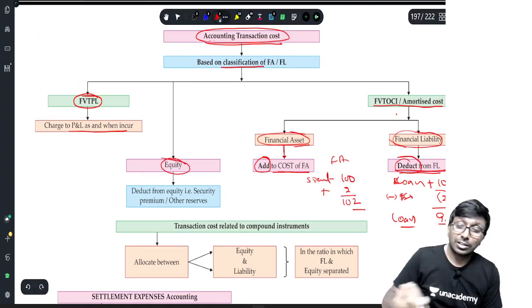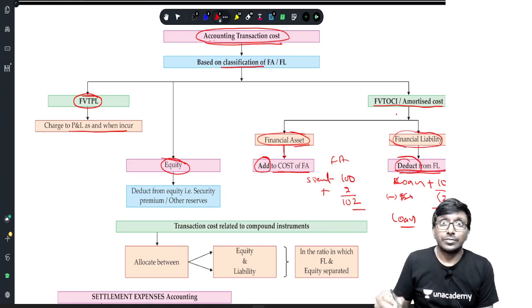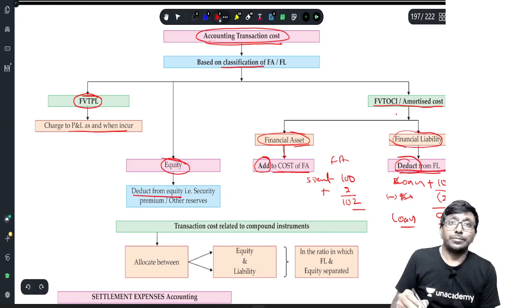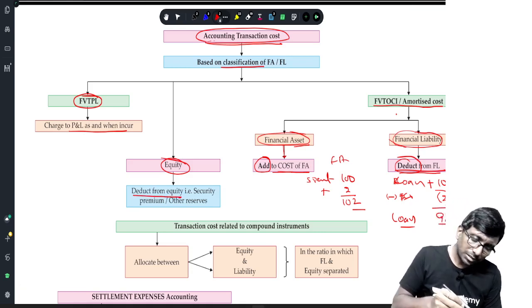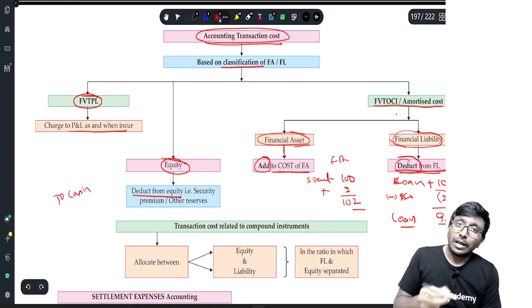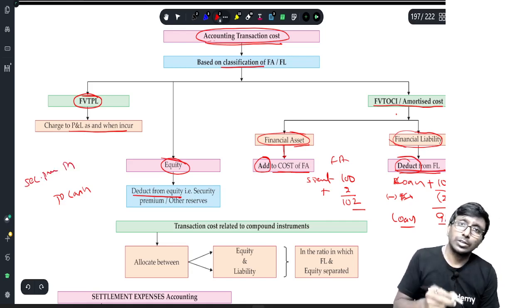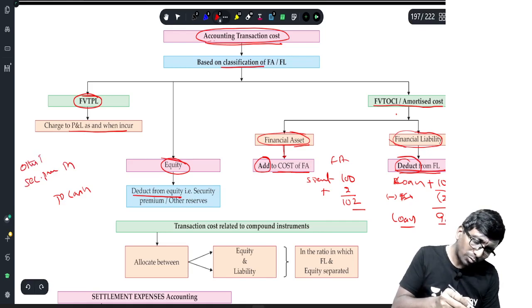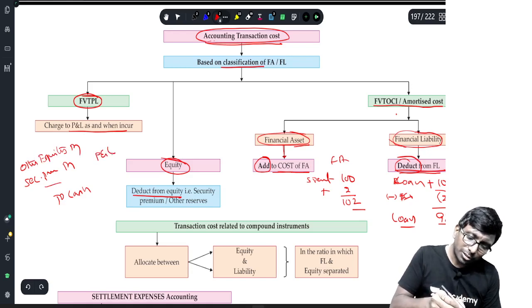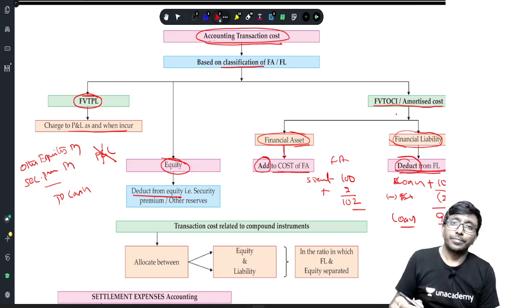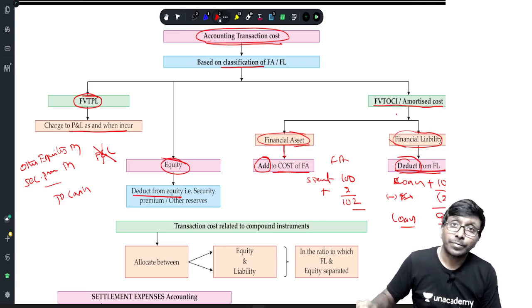Now the next point: if you have incurred transaction cost related to an equity instrument, then it should be deducted from the equity. When I say deducted from equity, I have paid some money in cash, and the debit should be securities premium, if you have securities premium, or you can keep some other equity account, whatever name you want. But at no point of time should it be charged to profit and loss. It is an equity transaction, my dear. It is a transaction with the owner. That's why it should not be part of my profit and loss.